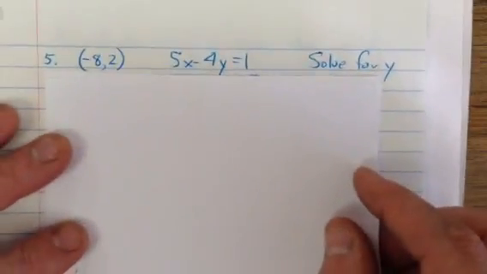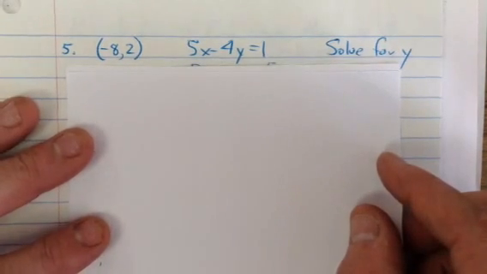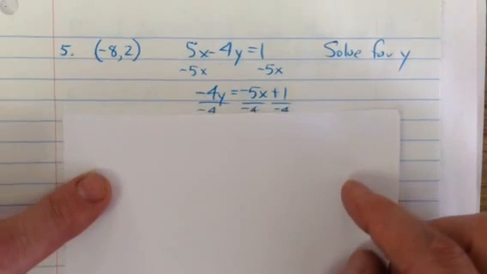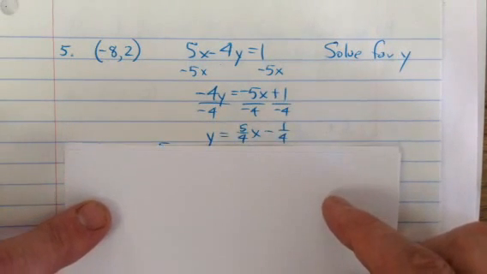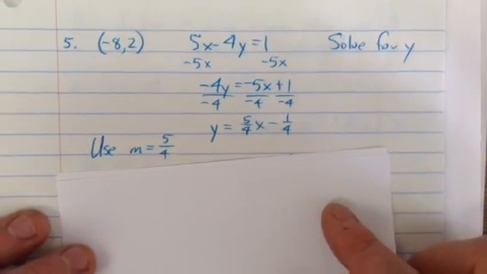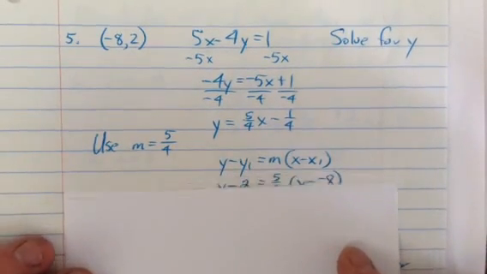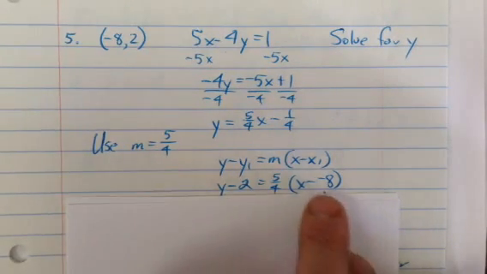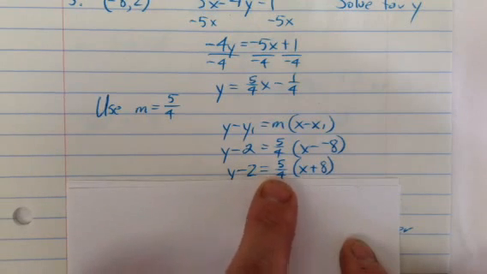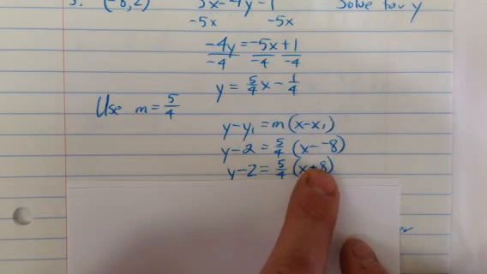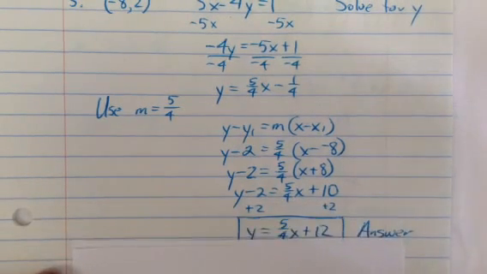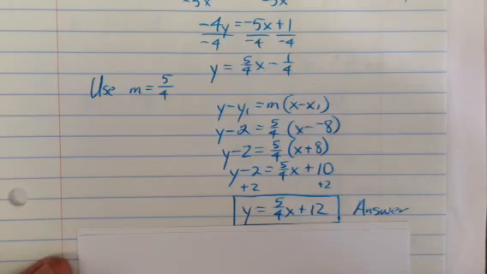Number 5, same song, 29th verse, actually 5th verse. Solve for y. Divide by the coefficient, which is a negative 4. Clean things up. Can you identify the slope? Slope is 5/4. That's what we're going to use in parallel lines. Point slope, plug in our information, clean up any double signs. If you need to use your calculator, 5/4 of 8. It's really 5 times 8, which is 40, divided by 4, which is going to be 10. Add 2 to both sides, and there's your answer. Y equals 5/4 x plus 12.